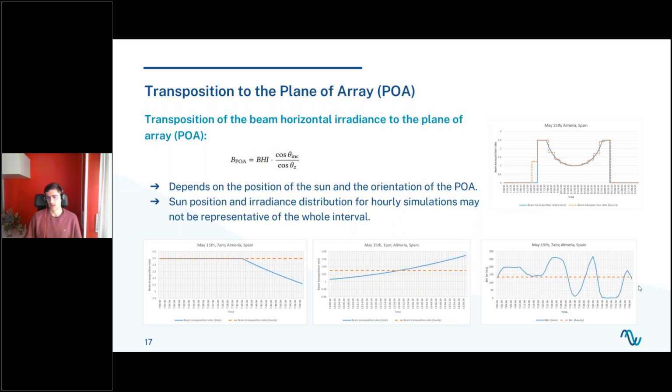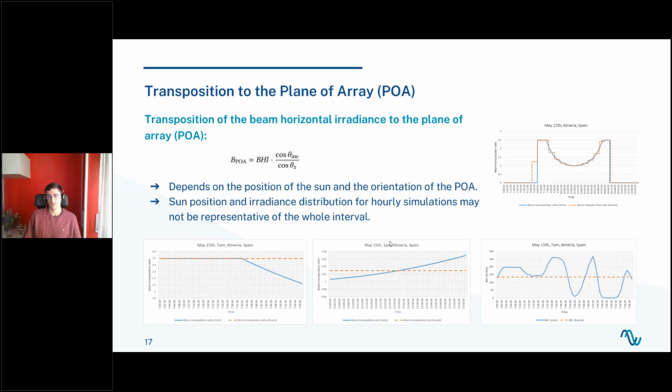Then here at the right side, I wanted to represent also the beam irradiance fluctuations within 1 hour. In orange, again, we have the hourly value, which will be the average of the irradiance that we have for the hour. And then in blue, the 1 minute simulation, where we have for each minute what irradiance we have exactly. Here we can see that the distribution of the irradiance within the hour is not constant or linear or something that looks normal, but has some weird fluctuations during the hour. And for hourly, of course, we are considering a constant value.